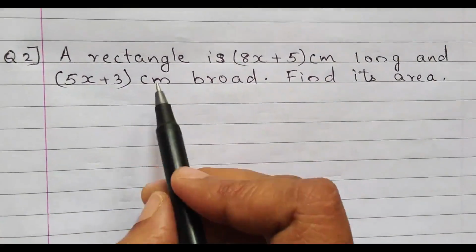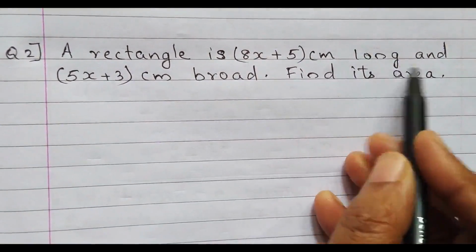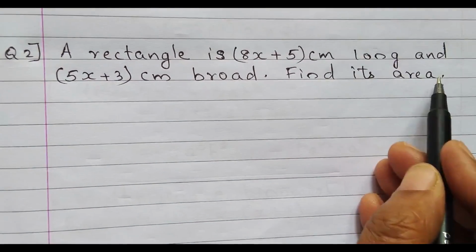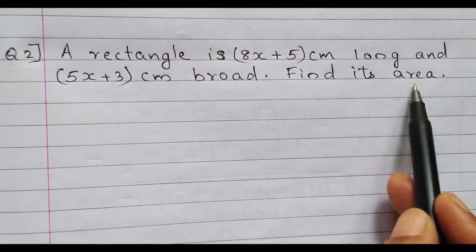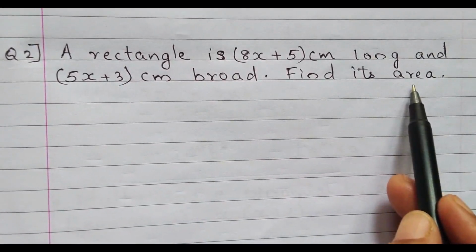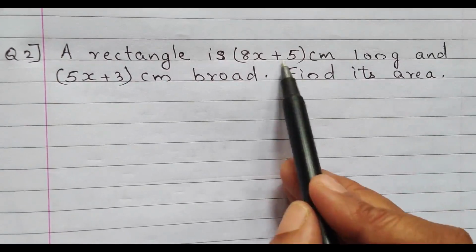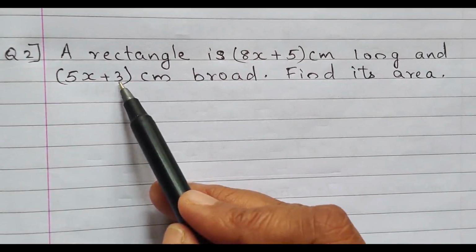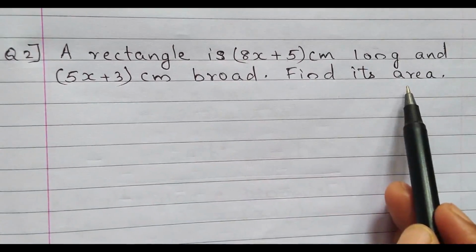Now let's take the second question. The question is, a rectangle is 8x plus 5 centimeter long and 5x plus 3 centimeter broad. Find its area. The length and breadth of a rectangle is given. We want to find the area. What is area of a rectangle? Area of a rectangle is length multiplied by breadth. So 8x plus 5 is the length and 5x plus 3 is the breadth. So if you multiply the two, you will get the area of the rectangle.